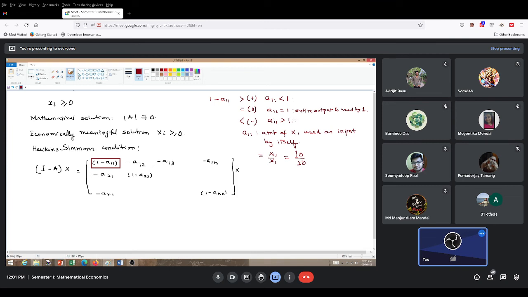If it is greater than 1, greater than 1 is this, right? What is happening? You are producing 10 units. How much are you using? No, what is the denominator? The denominator, this is X1. This is the amount that is produced. Right? So what is this 20? The amount that you use as input. So what happens over here? You are producing 10 units, but in order to produce 10 units, you require more than 10 units.